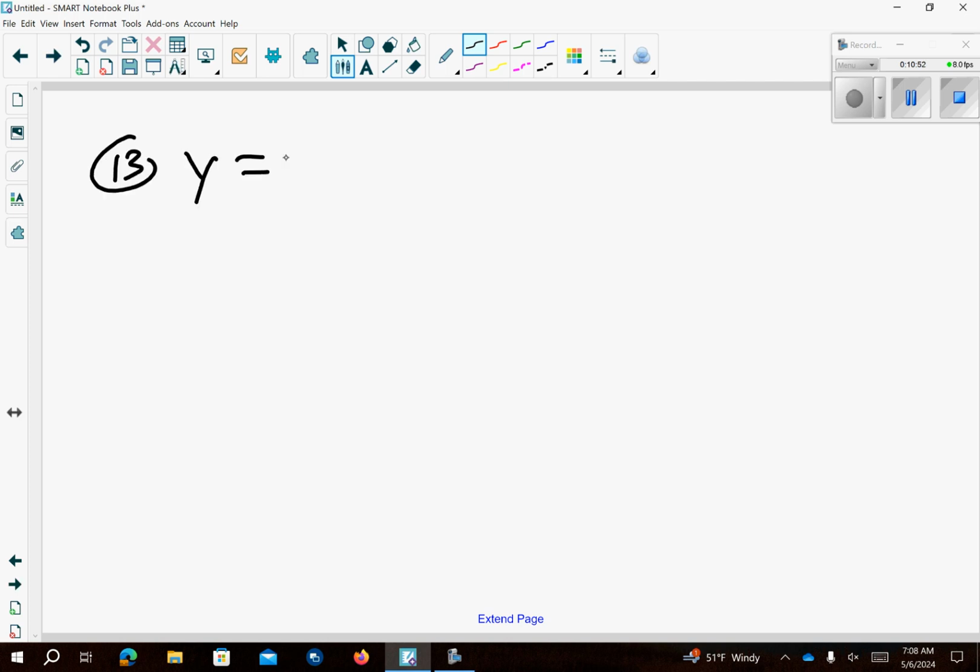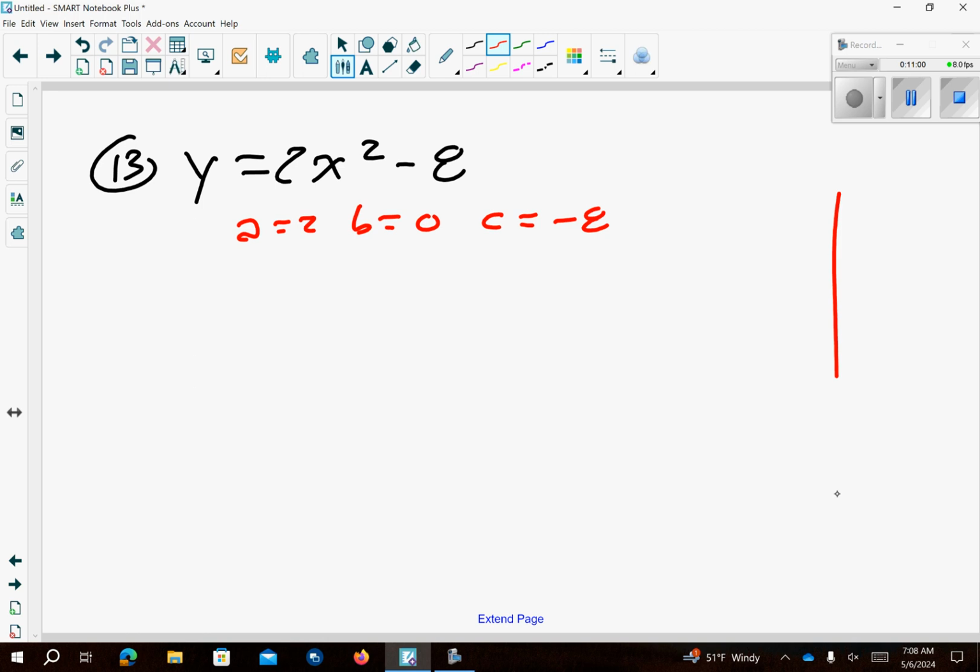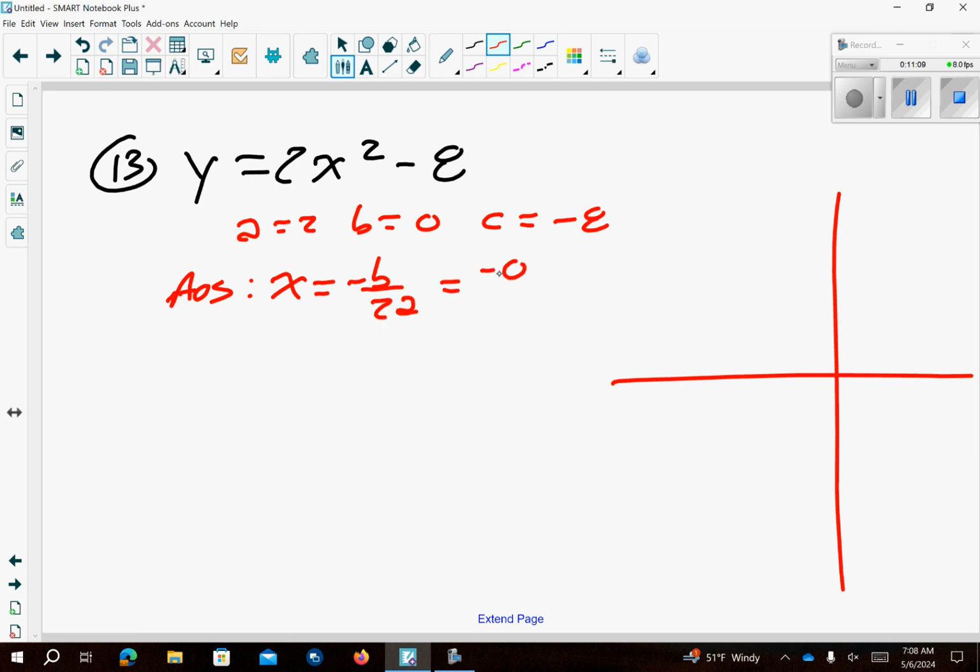Number 13. We get y equals 2x squared minus 8. So my a value is 2, my b value is 0, my c value is negative 8. So let's get our axis of symmetry. Negative b over 2a, which is negative 0 over 4, which is just 0. So my axis of symmetry comes right down the y-axis.